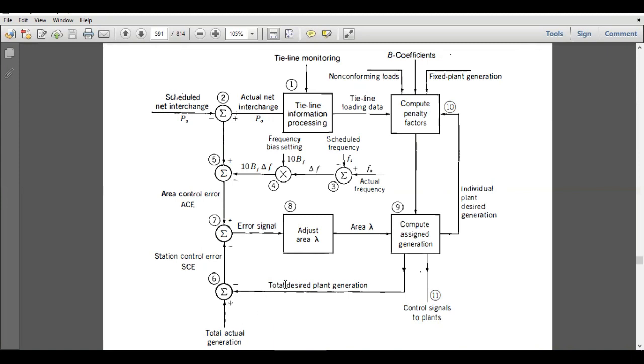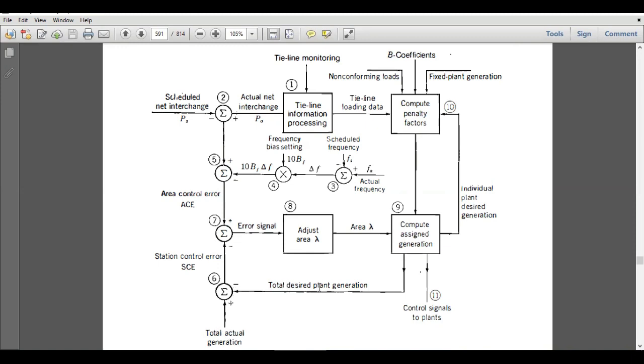Similarly, another term is called station control error, and station control error is the difference of total actual generation minus total desired generation. We will evaluate the difference between these two errors, and that will give us the error signal. That error signal will be fed to this block, and this block will adjust the area lambda, and area lambda will be fed to this block, and this block will control the individual plant generations. So this will compute assigned generation, and it will also get the information from this block, which is computing the penalty factors, and the output of that desired generation will be fed to this block, and this is the actual generation.